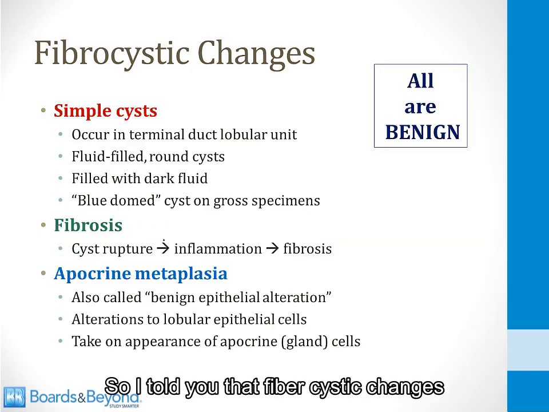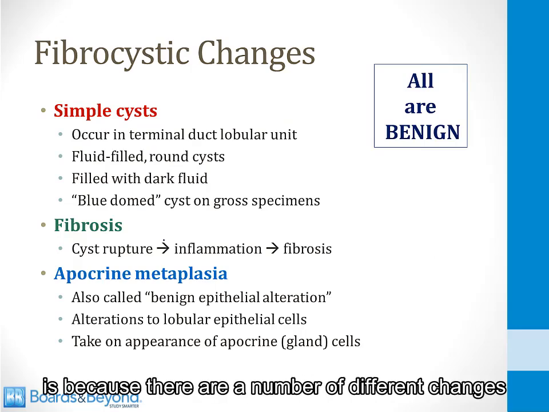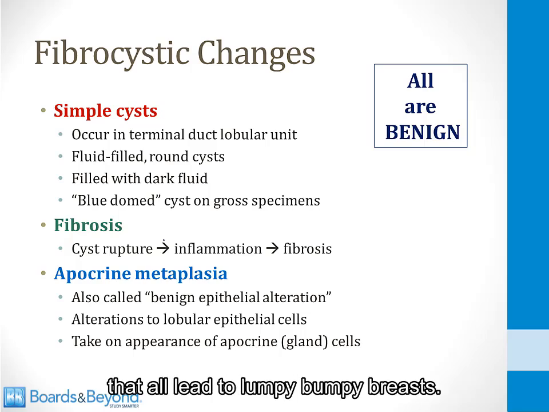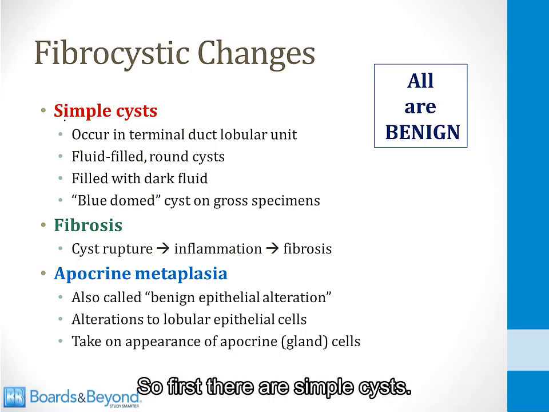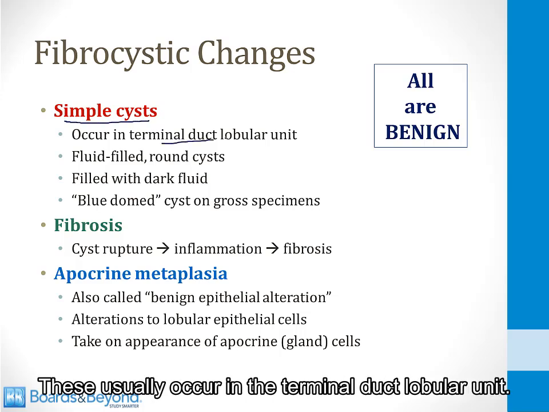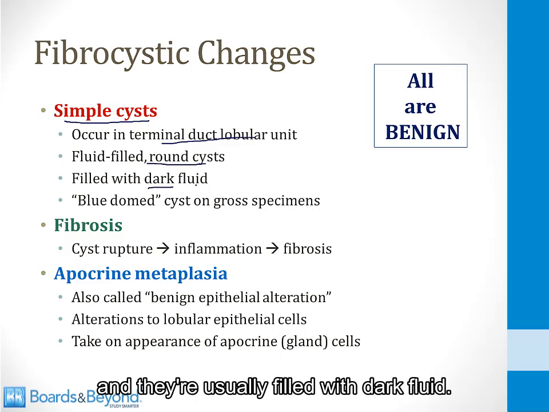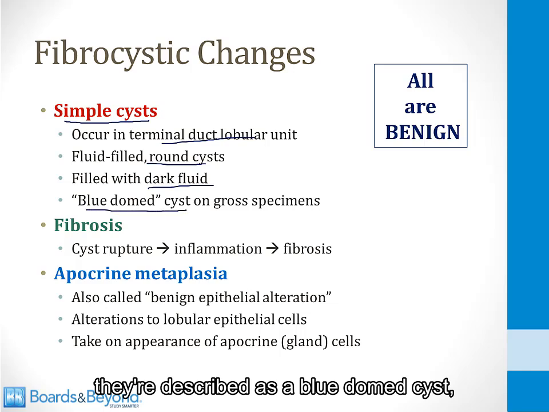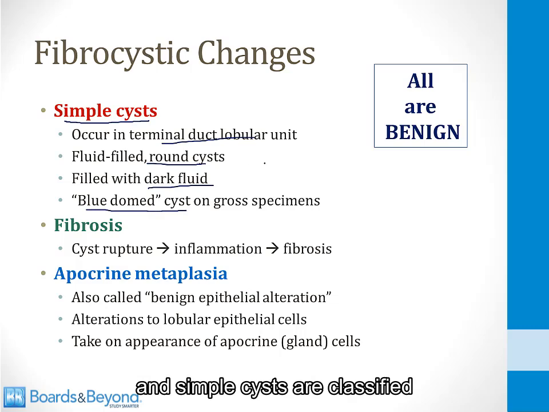So I told you that fibrocystic changes are a group of breast disorders, and the reason is because there are a number of different changes in breast tissue that all lead to lumpy, bumpy breasts, and these are all classified as fibrocystic changes. So first there are simple cysts. These usually occur in the terminal duct lobular unit. They are fluid-filled round cysts, and they're usually filled with dark fluid, so on a gross specimen, they're described as a blue domed cyst, and these can lead to lumpy, bumpy breasts, and simple cysts are classified as a type of fibrocystic change.